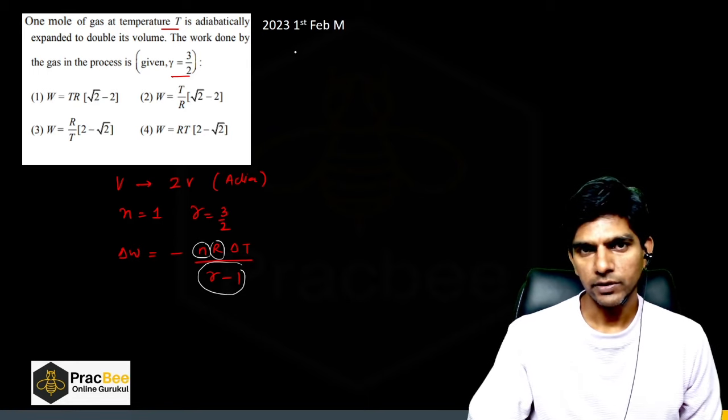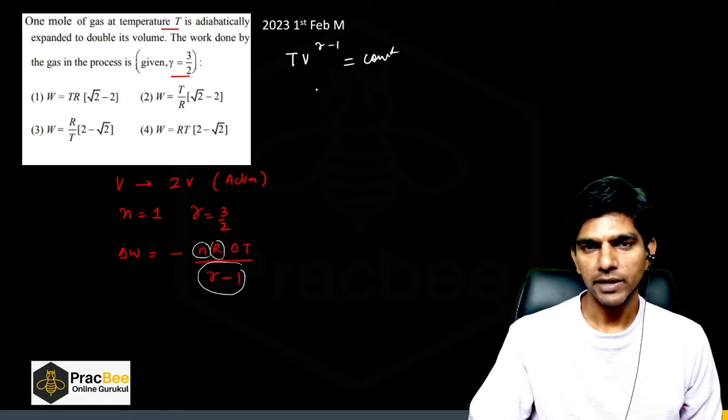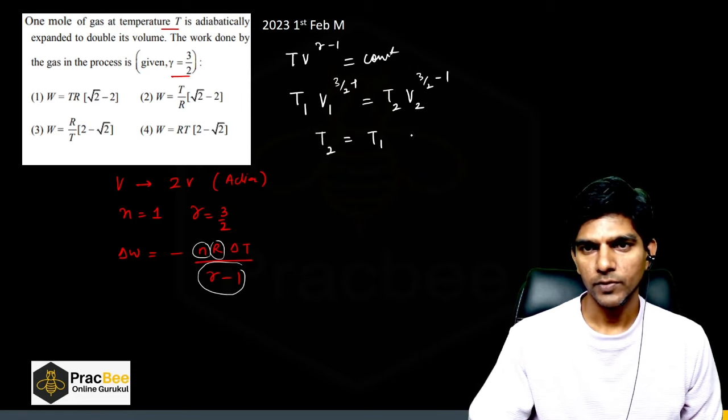Now let us see how we can find the final temperature. We know that T V raised to power gamma minus 1 is constant. So the initial temperature times the initial volume raised to power 3 by 2 minus 1 is equal to the final temperature times V2 raised to power 3 by 2 minus 1. So T2 is nothing but T1 times V1 by V2 raised to power 1 by 2.